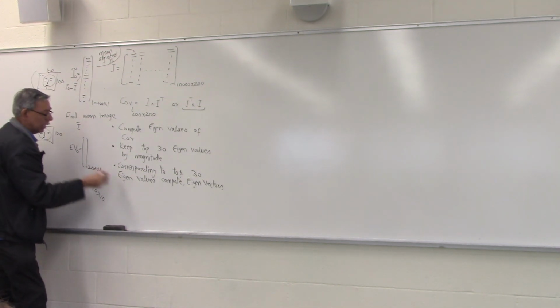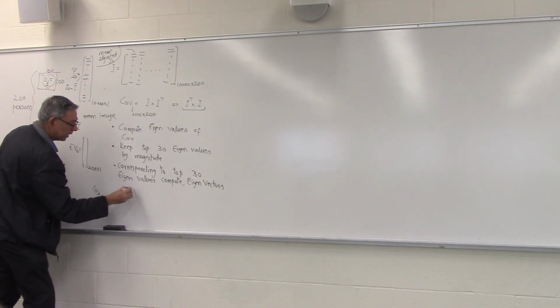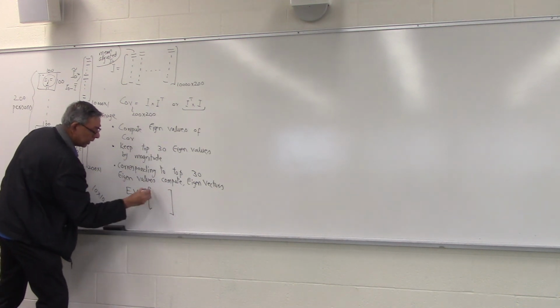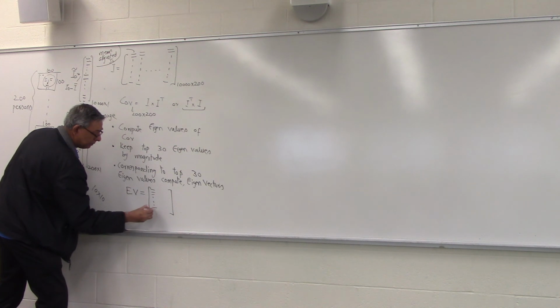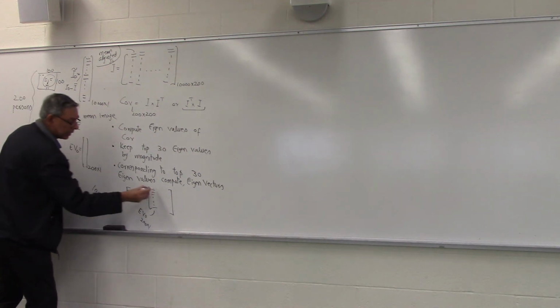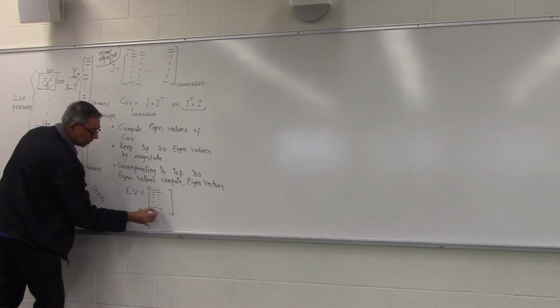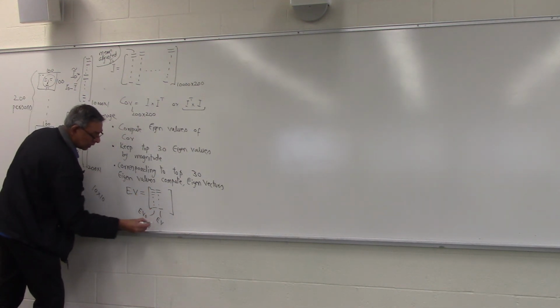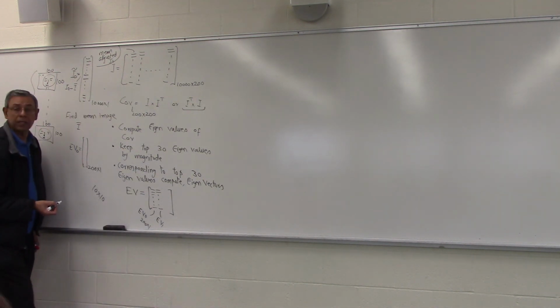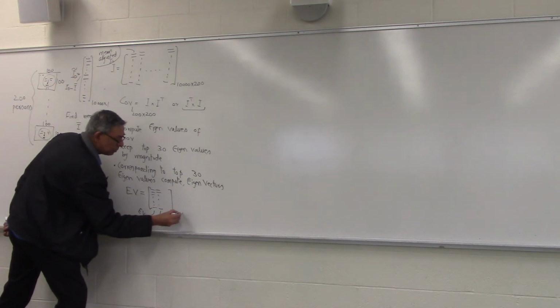Now let's assemble all the eigenvectors into an EV matrix. So here's the first eigenvector, which as we discussed is 200 by 1. Here's the second eigenvector. Then what will be the size of this if we have 30 of those? 200 by 30.